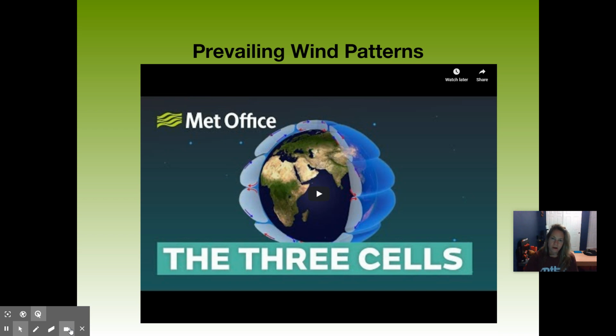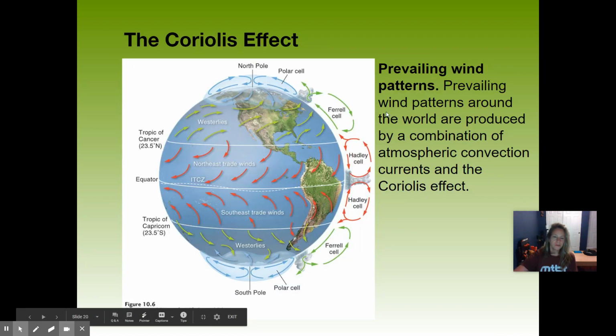So the cells that they talked about and that circulation pattern are extremely important, especially when we talk about where our biomes are located. So definitely make sure you understand that. And it's all due to the Earth's circulations, or the Earth's spinning. So it's pretty amazing how everything's really tied together. All right, so here's that pattern that it was talking about.